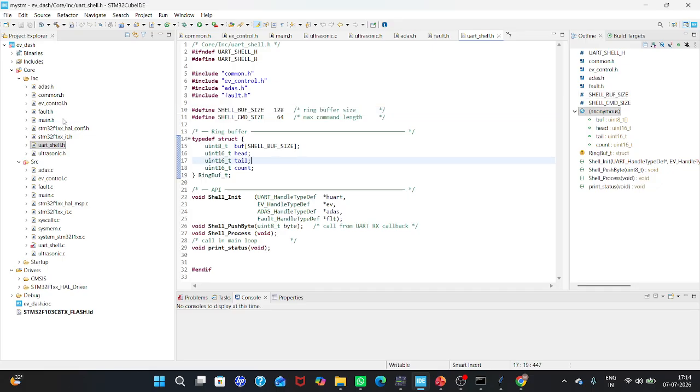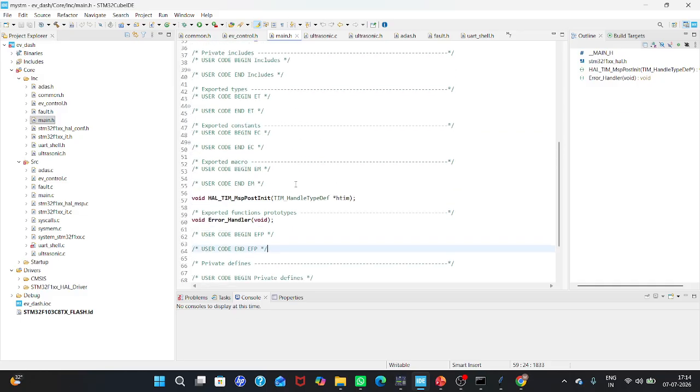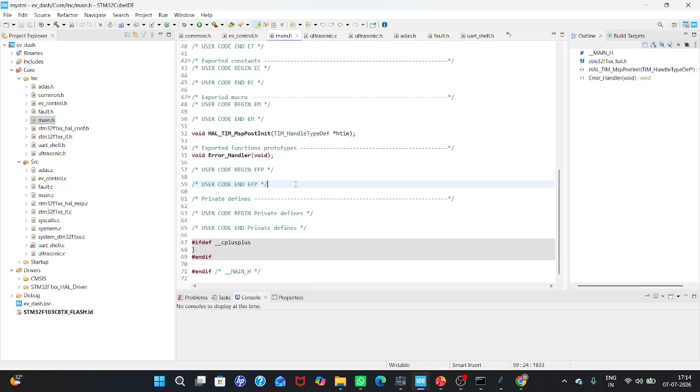Next, main.h. This file contains GPIO pin definitions generated by STM32Cube and serves as the hardware configuration file for the project.